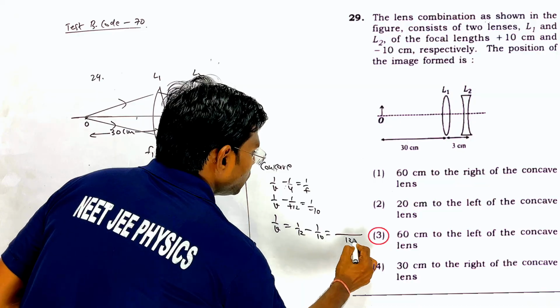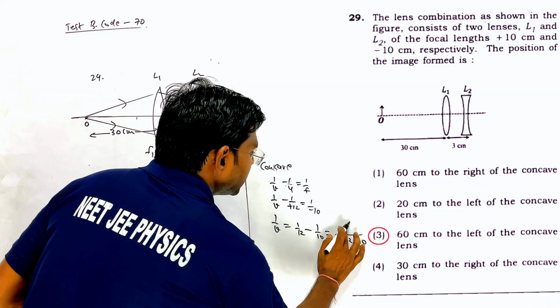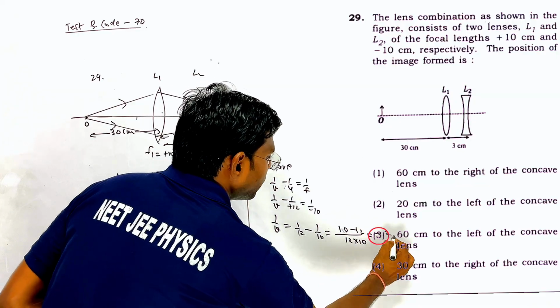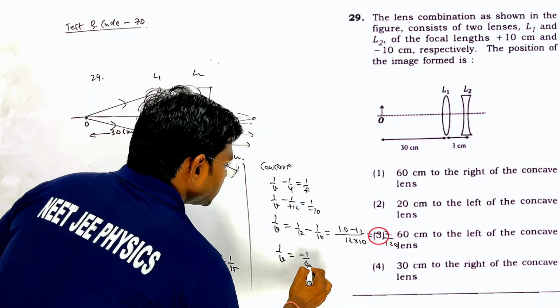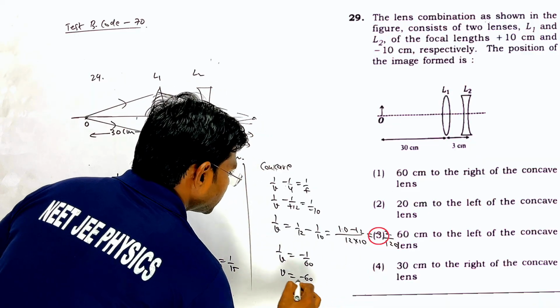If you take the LCM of 12 and 10, 10 minus 12 is equal to what? Say minus 2 upon 120. So 1 upon v is what? Say minus 1 upon 60, so v is equal to minus 60.